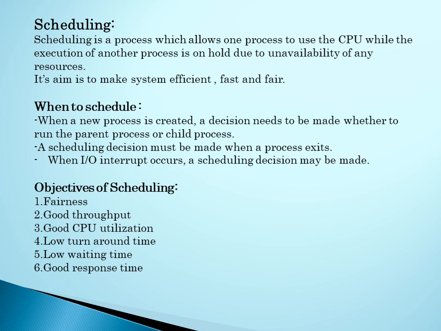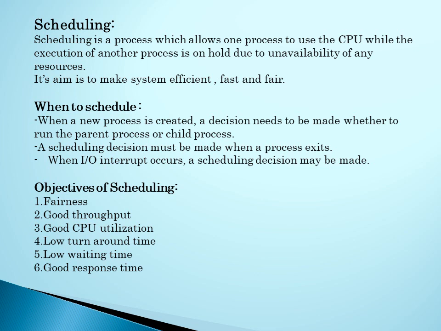We know that there are types of processes. One concept is a parent process and a child process. So in this case, the system cannot recognize which process has to execute, either the parent process or the child process. Then we require scheduling of that particular process. A scheduling decision must be made when a process exits. Now, if a process exits, then we have to do the scheduling.